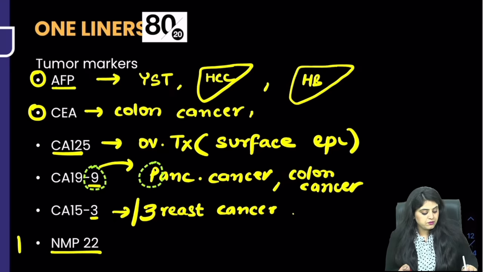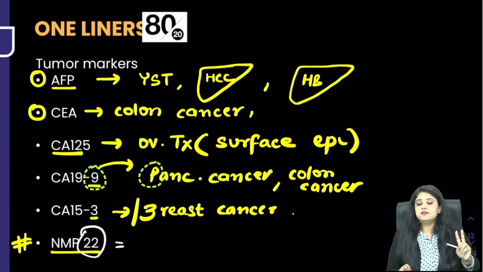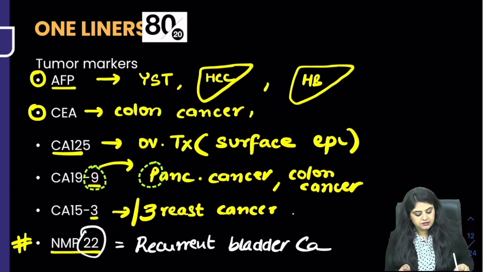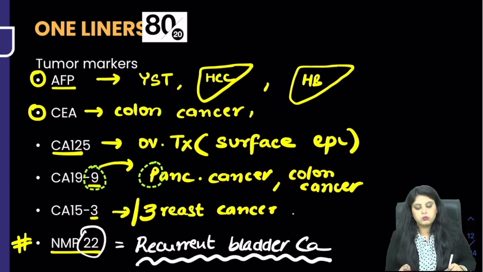Okay, what is this? NMP22. This is something which we don't usually study for FMG and NEET, but is important for INI-CET. 2-2. Ma'am, some cancer which has happened two times. What is that two-two times cancer? Remember, recurrent bladder cancer. For recurrent bladder cancer, NMP22 is what can be used as a tumor marker. So, the cancer that happens two times. Everyone's okay with this?